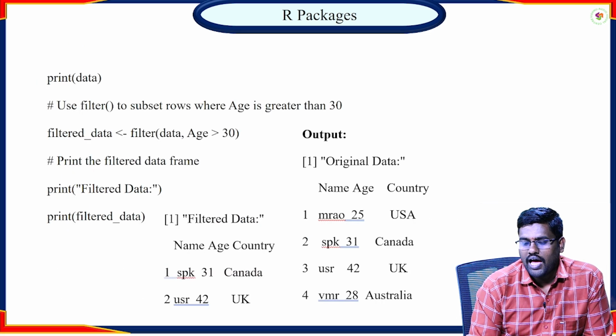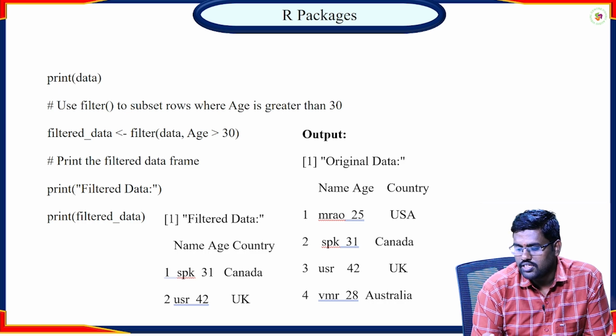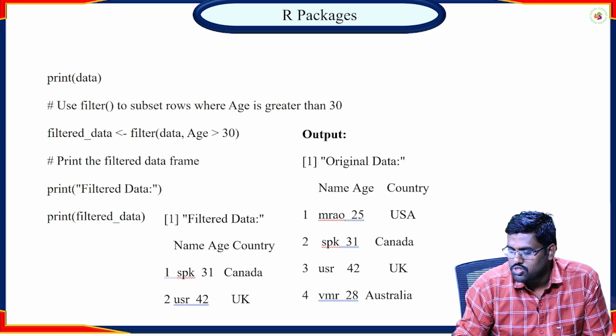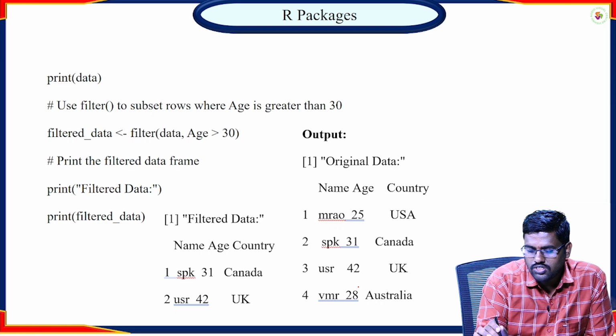Now I want to filter the given data. If the age is greater than 30, only those values will be printed. So this is our original data. If the given data, so age is greater than 30.